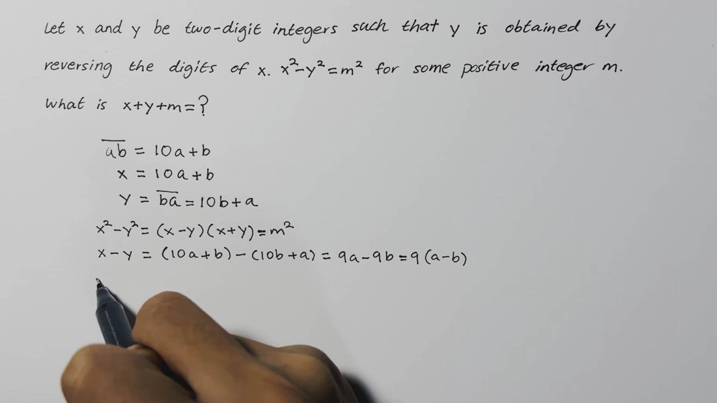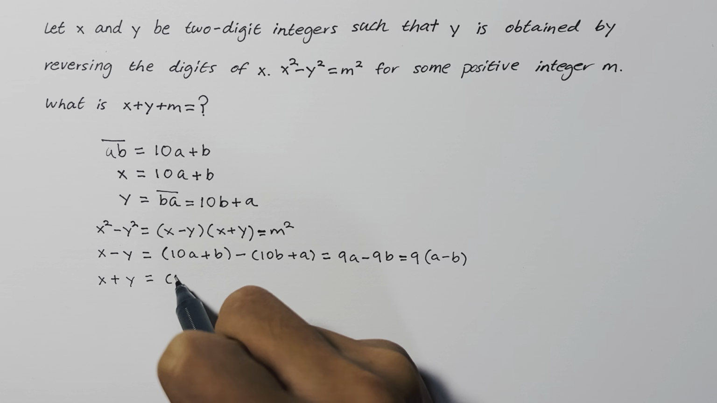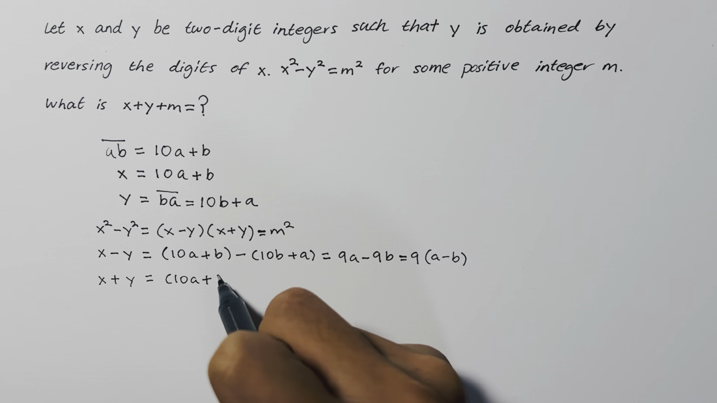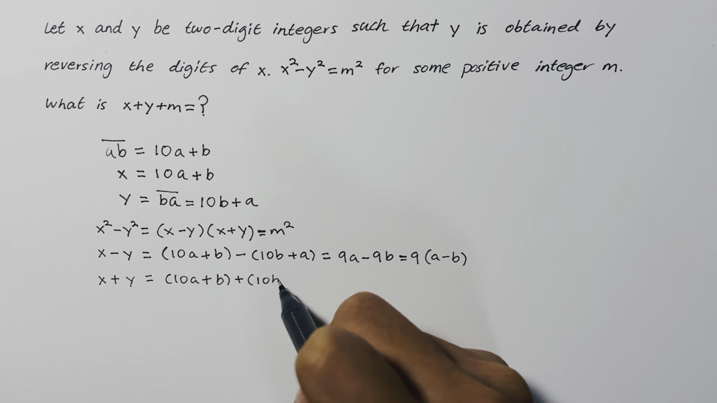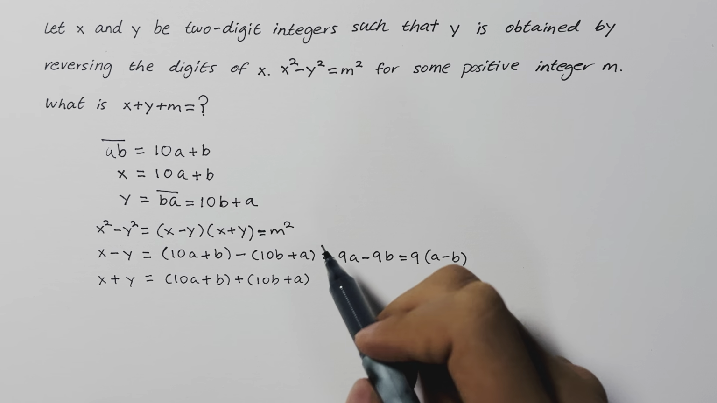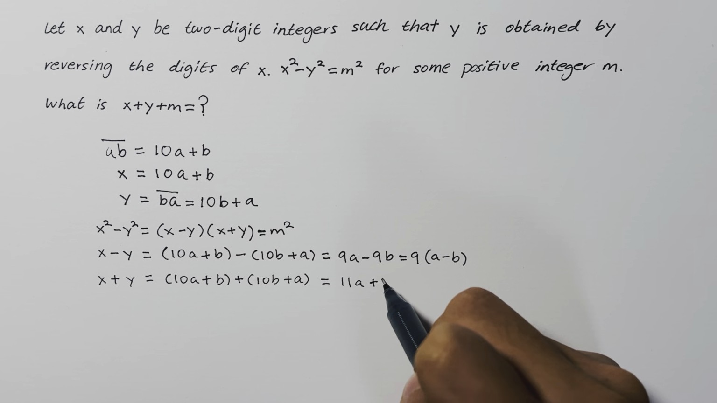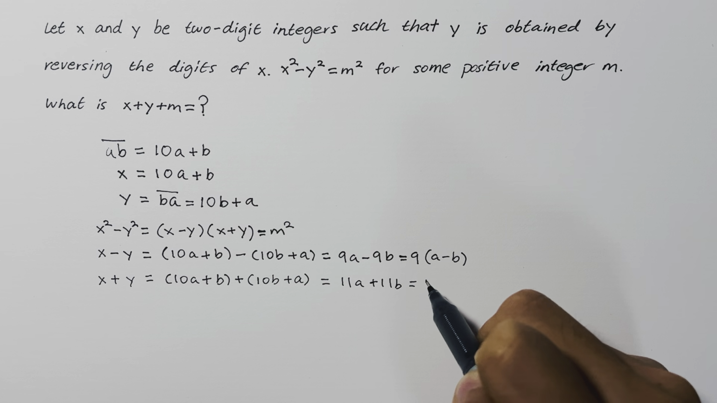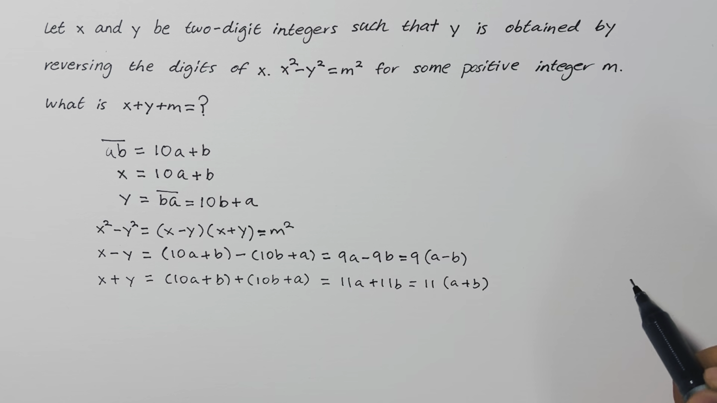Next, x plus y. x plus y would equal 10A plus B plus 10B plus A. And this will equal 11A plus 11B. Factor out the 11, so 11 times A plus B. And now we can substitute these back into our factored equation.